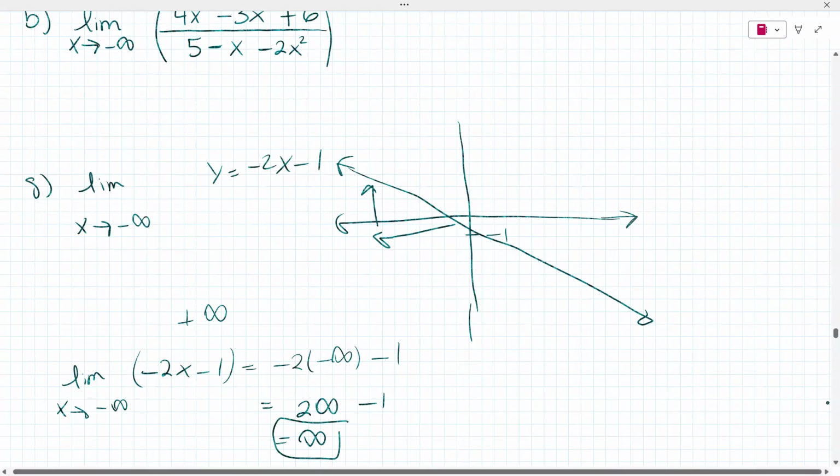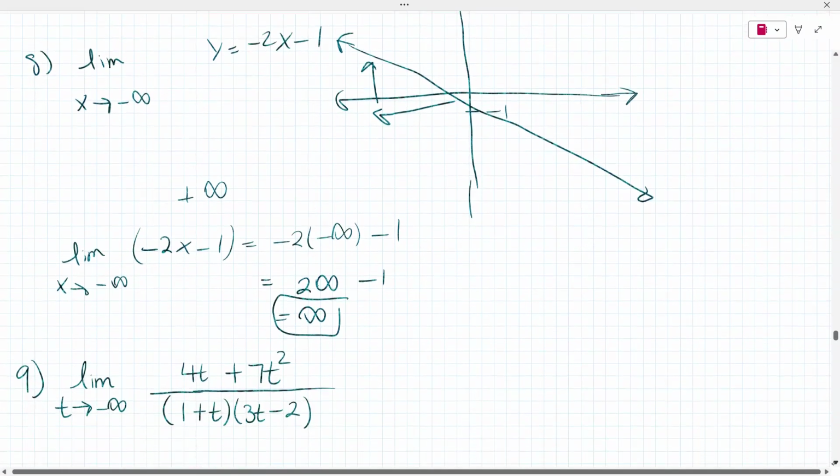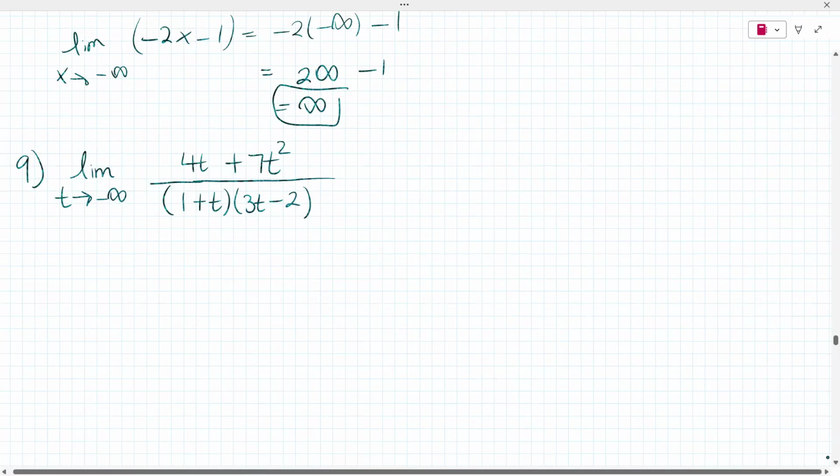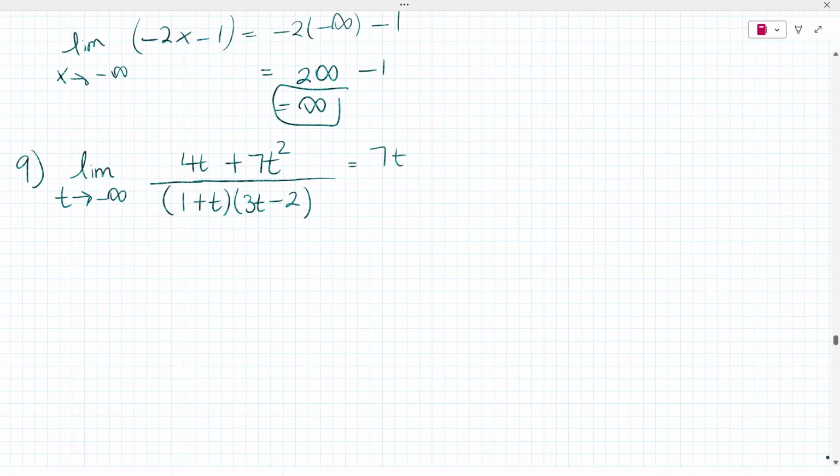Okay, let's move on to example 9. What is the limit as t approaches negative infinity? On the numerator, the highest term is 7t squared. On the bottom, oh no, it's in factored form. So you're going to FOIL it out, or maybe just a few things until you get the highest power. 1 times 3t is 3t, 1 times negative 2 is negative 2, t times 3t is 3t squared, t times negative 2 is negative 2t.